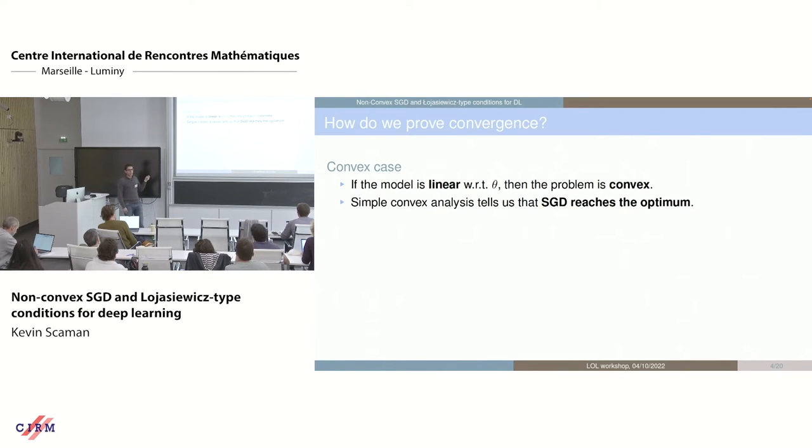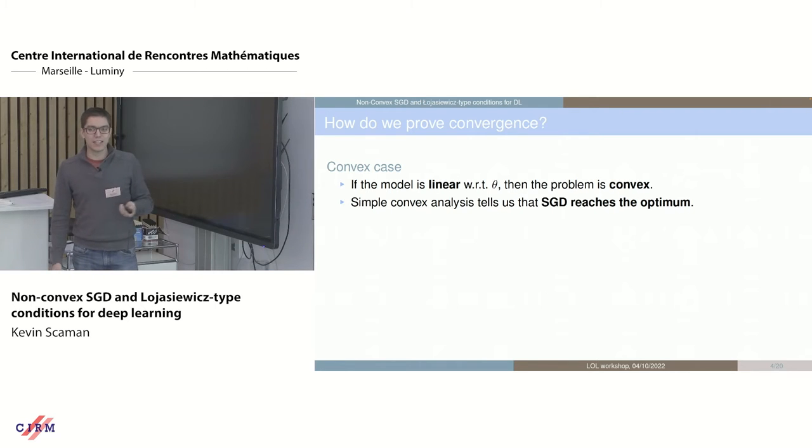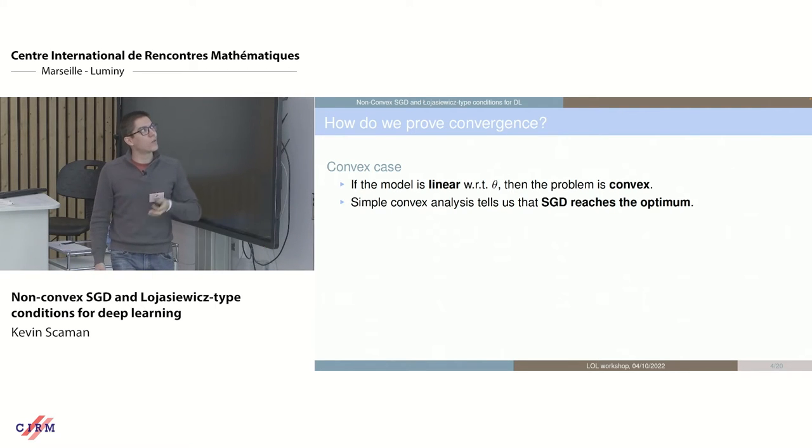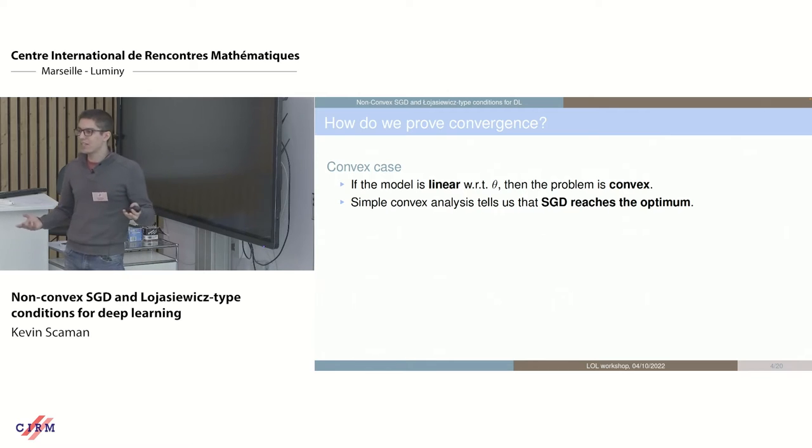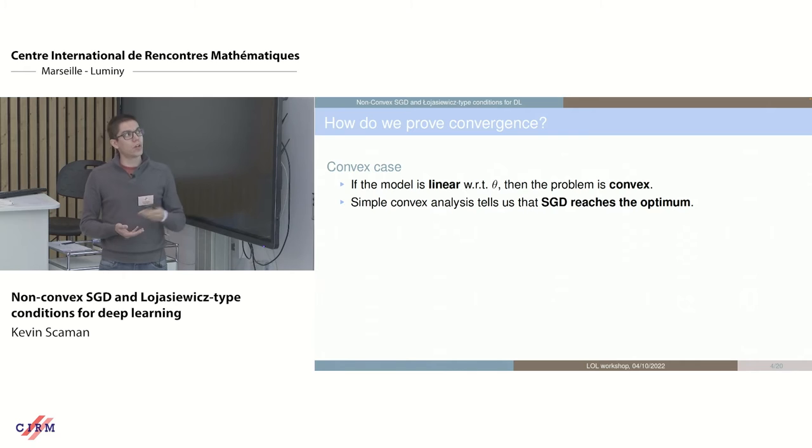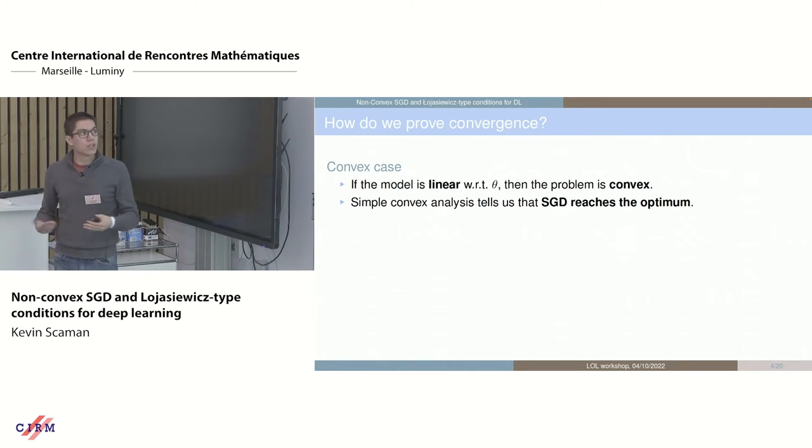Okay, so of course, when is it very simple? When the model is linear, we have convex optimization. We know that SGD is going to converge to an optimum. Well, the function value is going to reach its zero. The loss is going to reach zero.